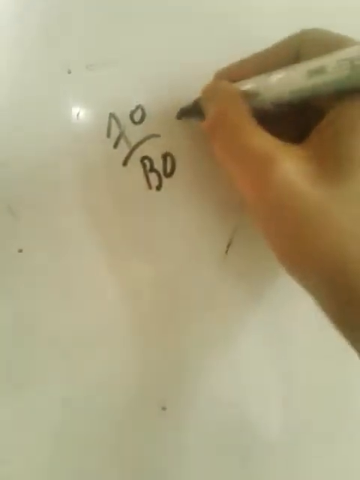ABCD is a trapezium in which AB is parallel to DC, and its diagonals intersect at O. Show that AO by BO equals CO by DO. It's a very good question, and a very simple question.